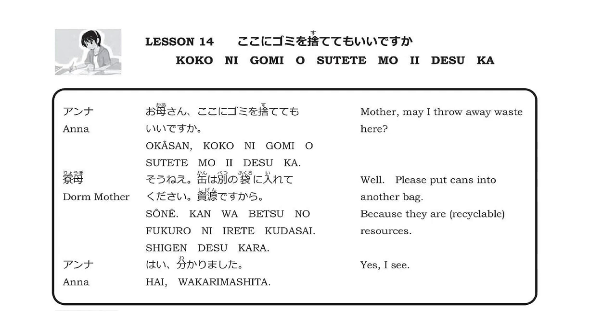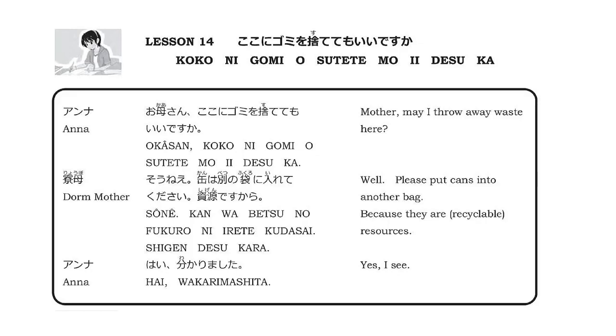Then the dorm mother answers. そうね Well, そうね is something you say when you're thinking of what to say in an answer. 缶は別の袋に入れてください Please put cans into another bag. 缶 is can. は is the particle indicating the topic. 別 means another. の is a particle linking nouns. 袋 is a bag, so 別の袋 means another bag.